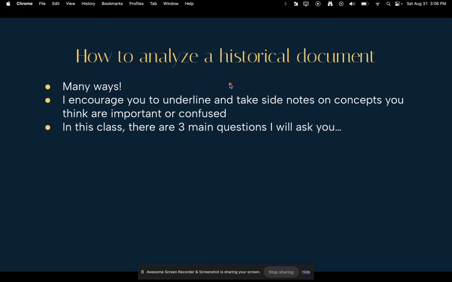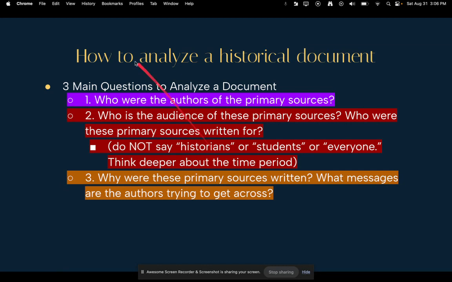All right, now we're going to talk about how to analyze a historical document. Now, there are many ways to analyze a historical document, and when doing so, I encourage you to underline and take side notes on concepts you think are important or you might be confused about. In this class, there are 3 main questions you should ask about a document, and I'm going to go through them today. So the 3 main questions to analyze a document.